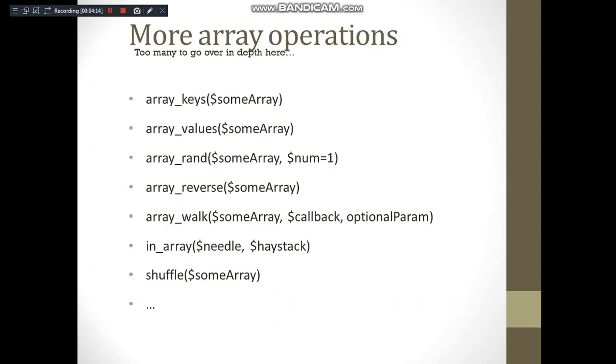There are many other array functions like array_keys. It is used to extract only the keys of a particular array, and array_values is used to select a particular set of values only from the associated array. With array_rand, you can randomly take out an element from the array. You can reverse the array elements. You can make use of array_walk on the array, making use of a callback, and shuffle.